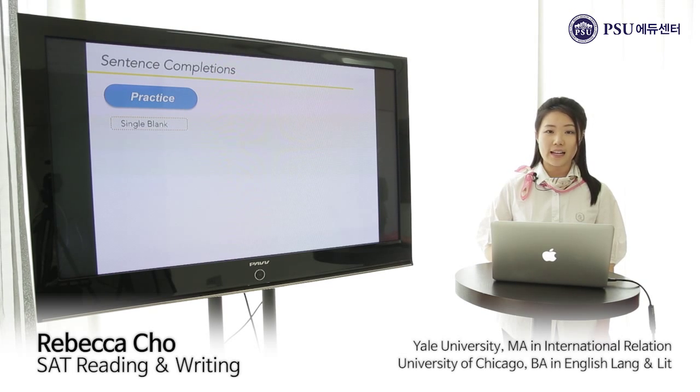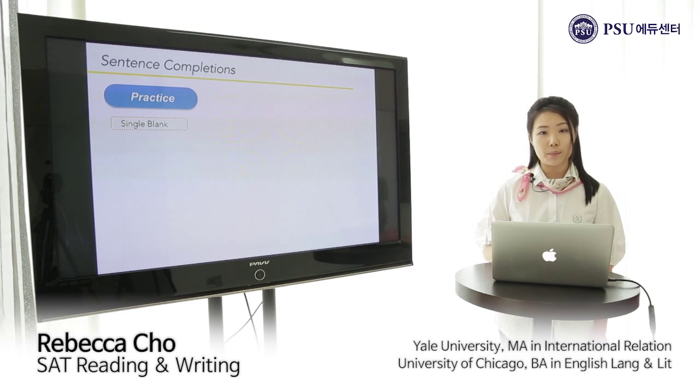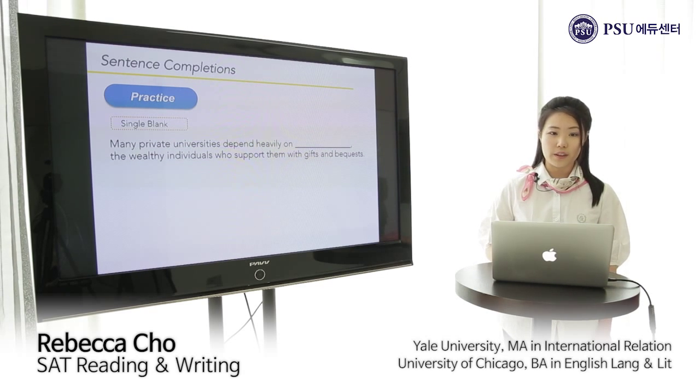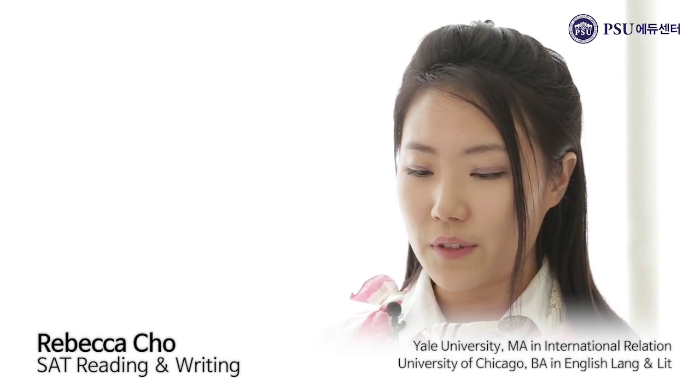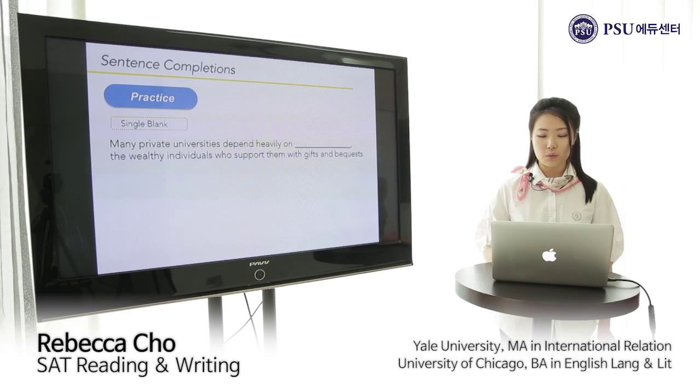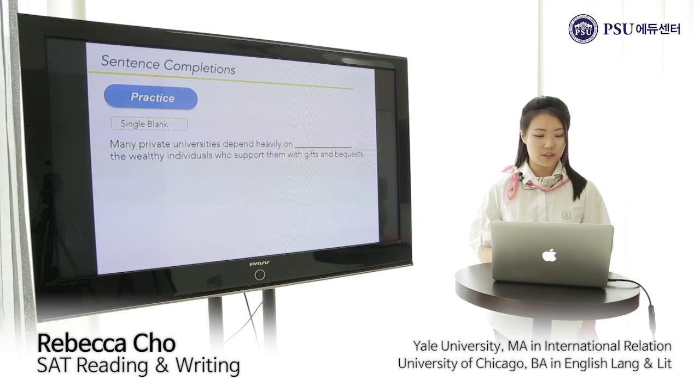Let's take a look at a question in which there's one omitted blank. So let me read the question with you. Many private universities depend heavily on blank, the wealthy individuals who support them with gifts and bequests.